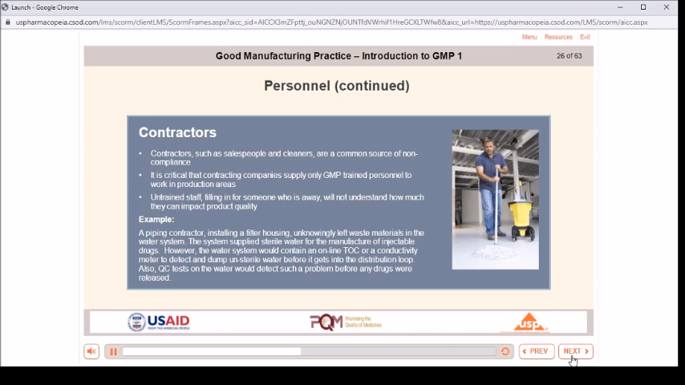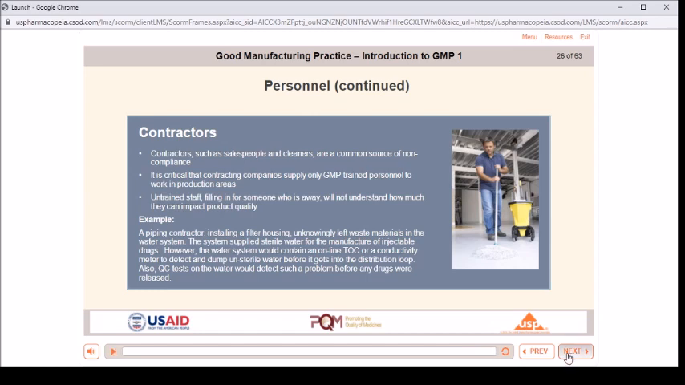Example: a piping contractor installing a filter housing unknowingly left waste materials in the water system. The system supplied sterile water for the manufacture of injectable drugs. However, the water system would contain an online TOC or a conductivity meter to detect and dump unsterile water before it gets into the distribution loop. Also, QC tests on the water would detect such a problem before any drugs were released.